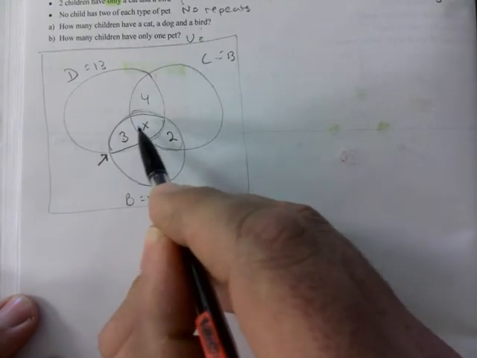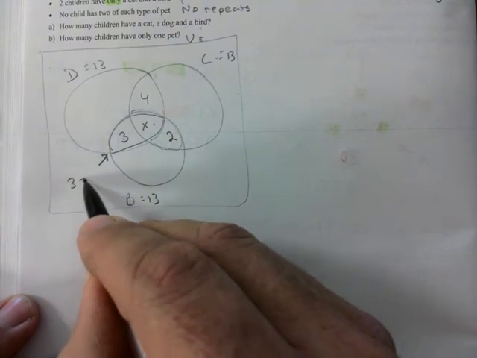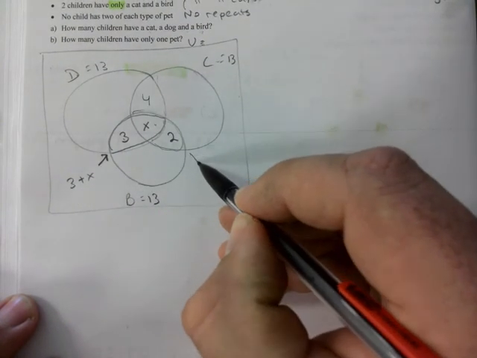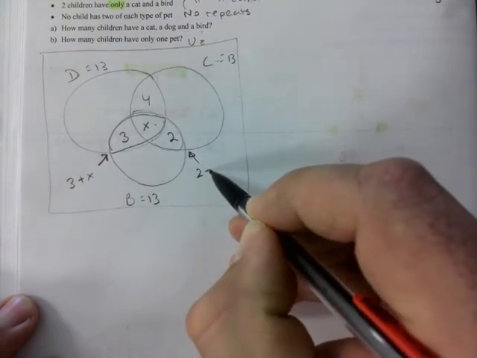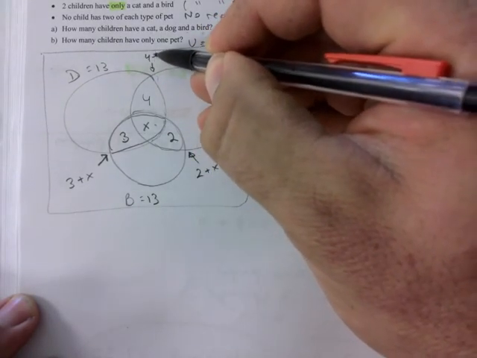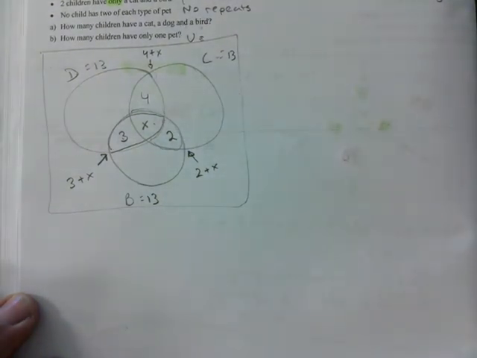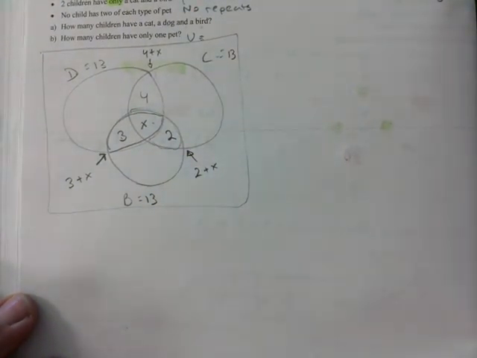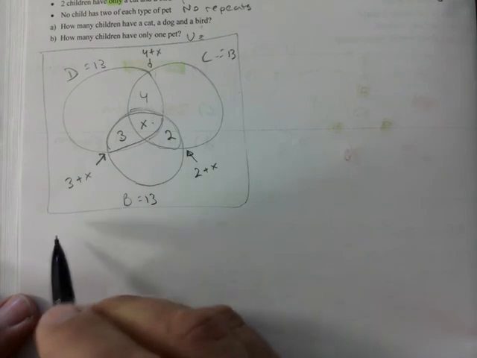3 plus x. So put that down, 3 plus x. This intersection, 2 plus x, correct? This intersection, 4 plus x. So write out the intersections. They were not given, we are creating them. All right? And why is that?